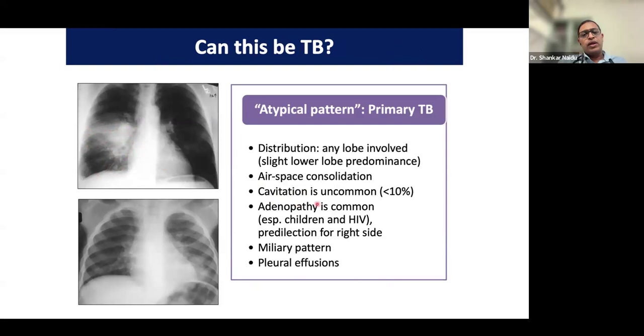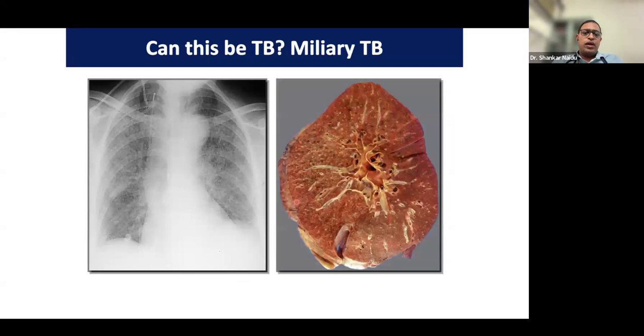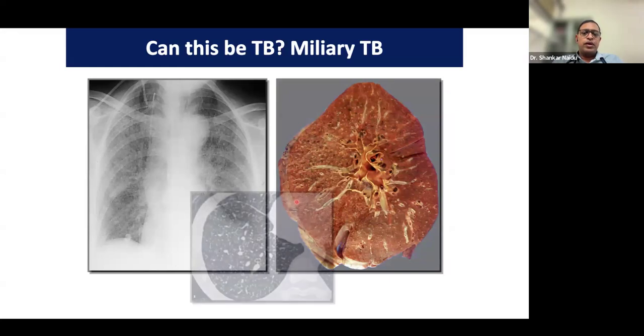And also because their immunity is very weak, there would not be any cavitation formation in patients who are having low CD4 count. So presence of cavitation is very unlikely in advanced HIV. So these are atypical findings of TB. These are examples of miliary TB, which can happen at any CD4 count. Miliary TB usually indicates hematogenous spread.